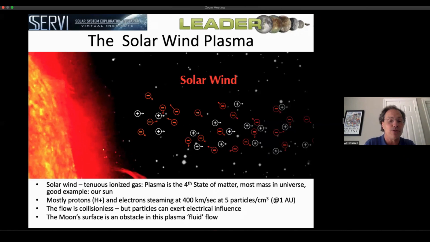And of course, the moon, which is mostly non-magnetic, represents a solid surface obstacle to this plasma flow. And there's actually a trailing wake, which we'll talk more about.